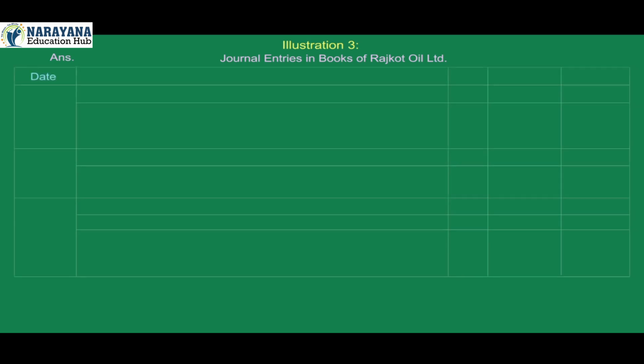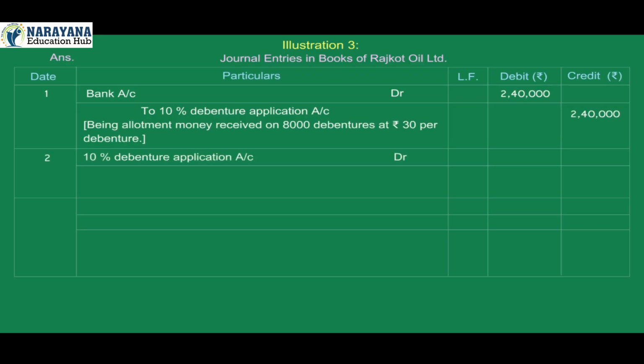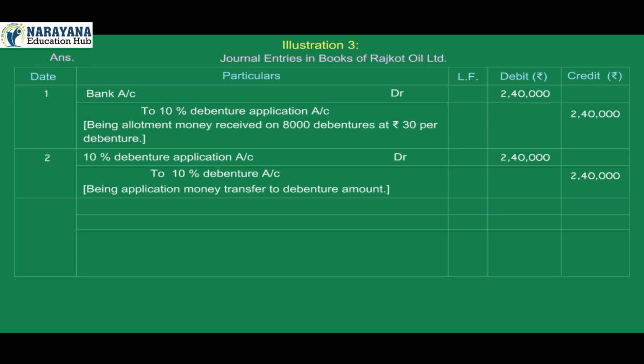Answer. Journal entries in books of Rajkot Oil Limited. Date, particulars, ledger folio number, debit, credit. 1. Bank account debit 2,40,000 to 10% debenture application account credit 2,40,000. Being application money received on 8,000 debentures at Rs 30 per debenture. 2. 10% debenture application account debit 2,40,000 to 10% debenture account credit 2,40,000. Being application money transferred to debenture account.